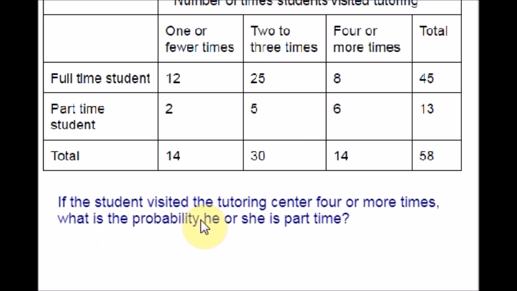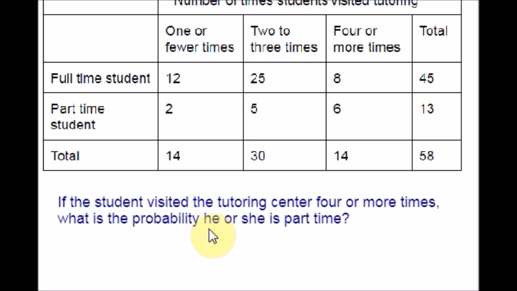If the student visited the tutoring center 4 or more times, what is the probability he or she is a part-time? Please read the question carefully and find what we are finding and what is given. Here we are supposed to find the probability he or she is a part-time, and it is given that you can assume what has already happened: the student visited the tutoring center 4 or more times.